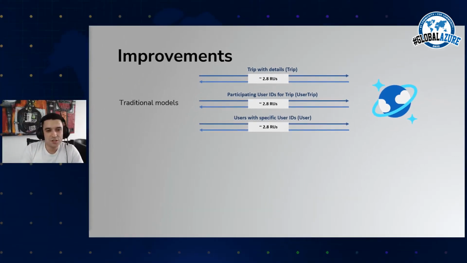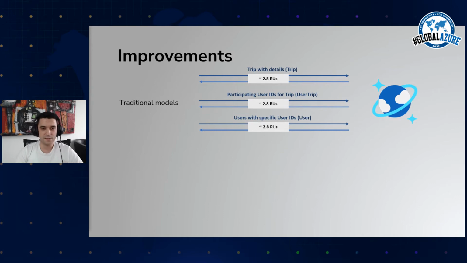So with the traditional models, we had 3 queries that we had to execute one after the other. The first one loading the trip details, then we had to resolve this many-to-many relationship, and then we needed to query all the user data that is associated. Of course, then we need to merge the data to have one single object and give it back to our client. So notice that we have 3 times the request units.